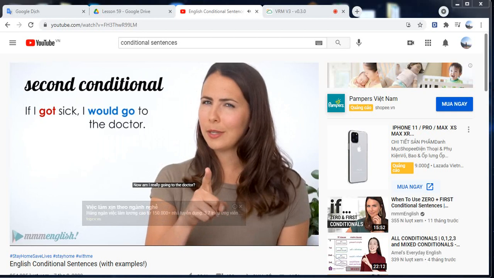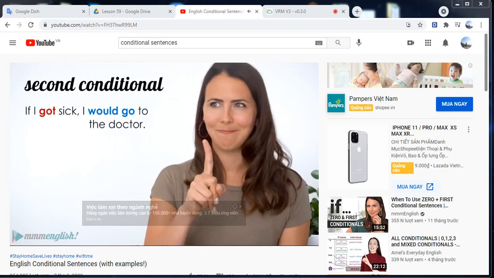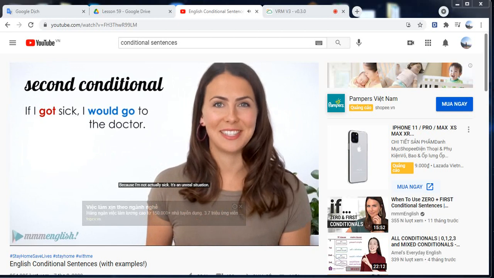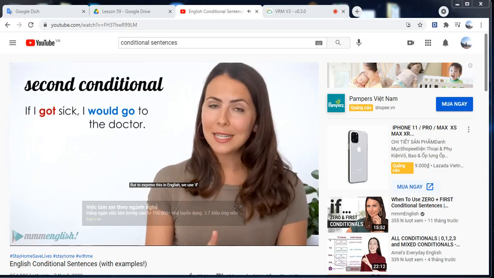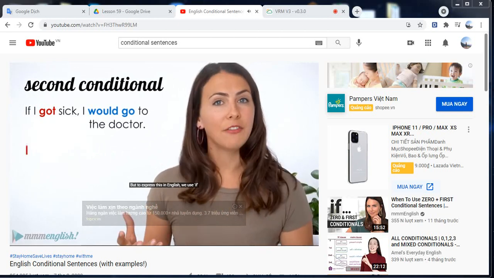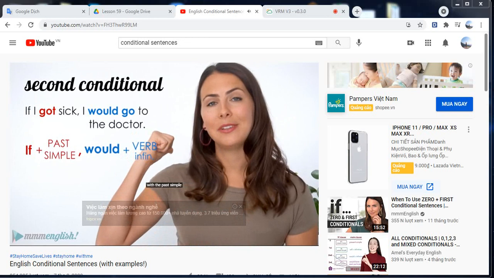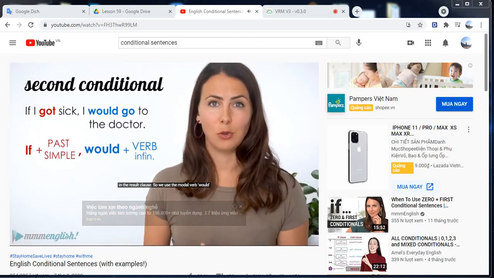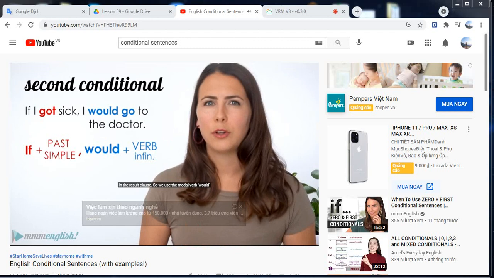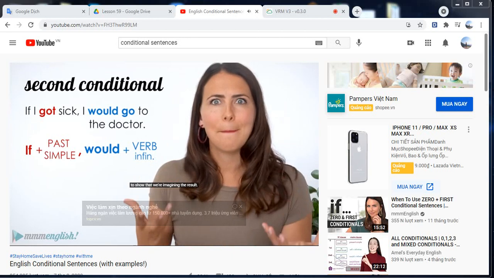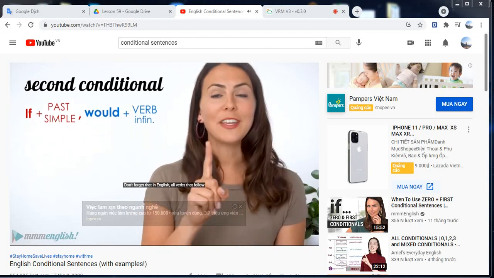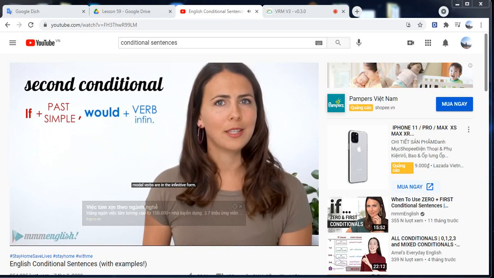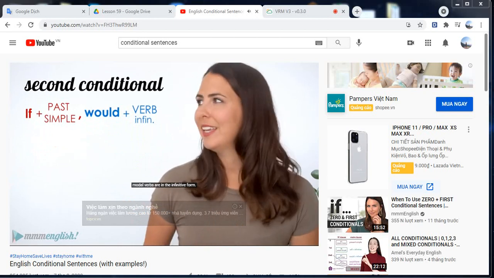Now, am I really going to the doctor? Because I'm not actually sick. It's an unreal situation. But to express this in English, we use if with the past simple and then would and the verb infinitive in the result clause. So we use the modal verb would to show that we're imagining the result. Don't forget that in English, all verbs that follow modal verbs are in the infinitive form.